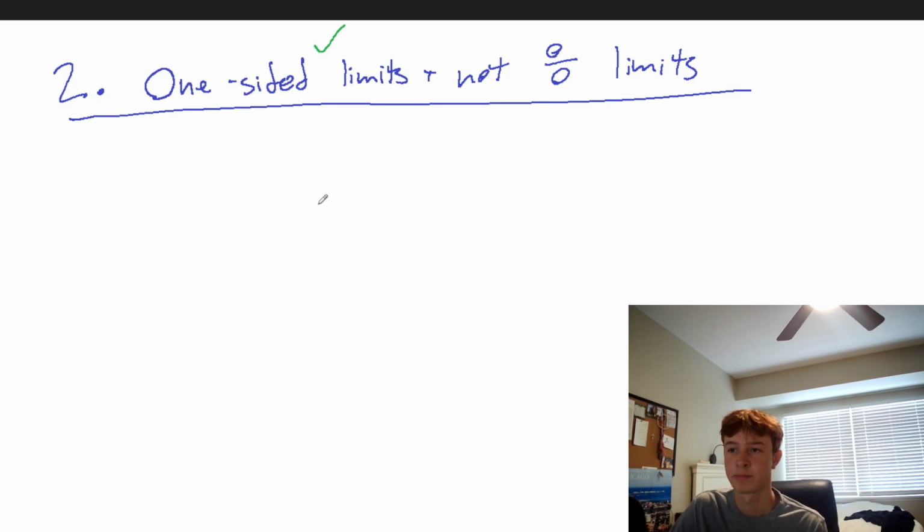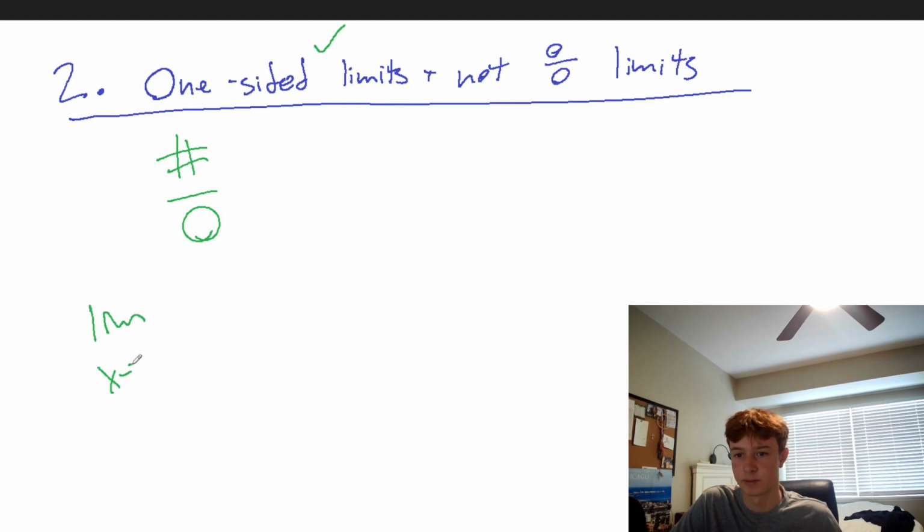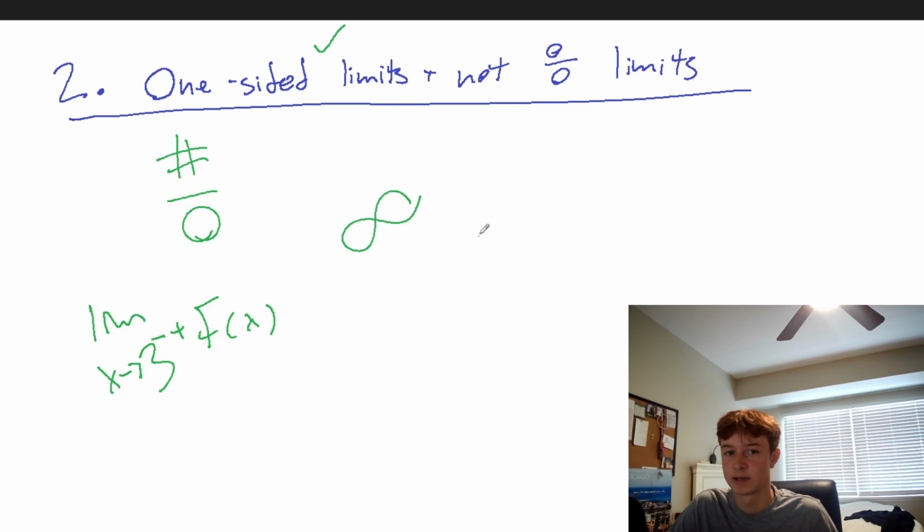And if you plug in the number and get a number over zero, what you're going to want to do is go back to these one-sided limits. Let's say it approaches 3. Now you plugged in 3 and got a number over 0. So you go back and plug in 3 from the left, so 2.99999, and also plug in 3 from the right, so 3.0001. And if they agree, let's say from the left it approaches infinity, and from the right it approaches infinity, then that would be your answer.